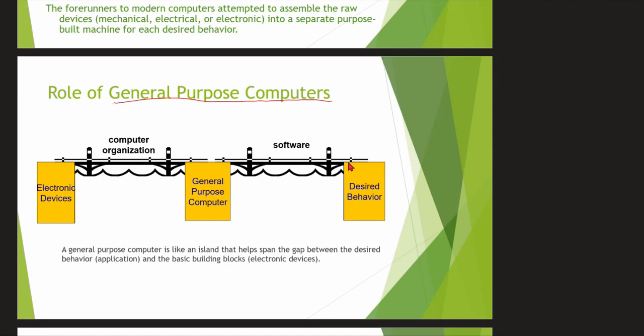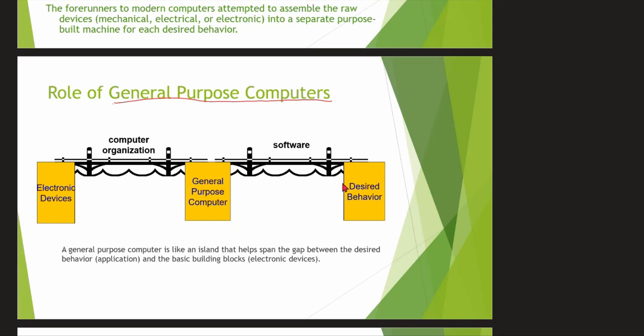And by using the software, we can get the desired behavior. So this is how the role of computer organization comes into the picture. We have the basic components, but we should organize them in such a way that we get our desired function or behavior, like an addition.